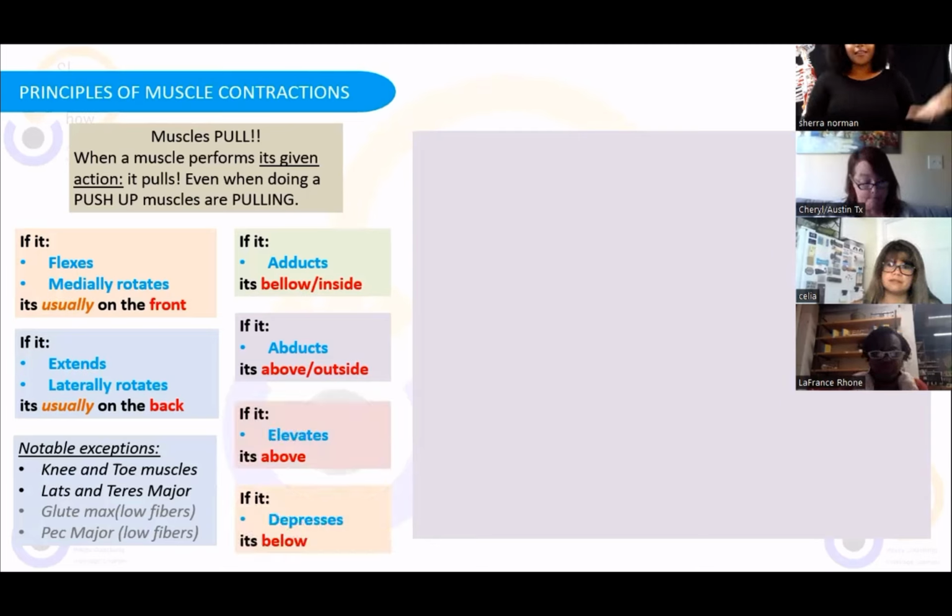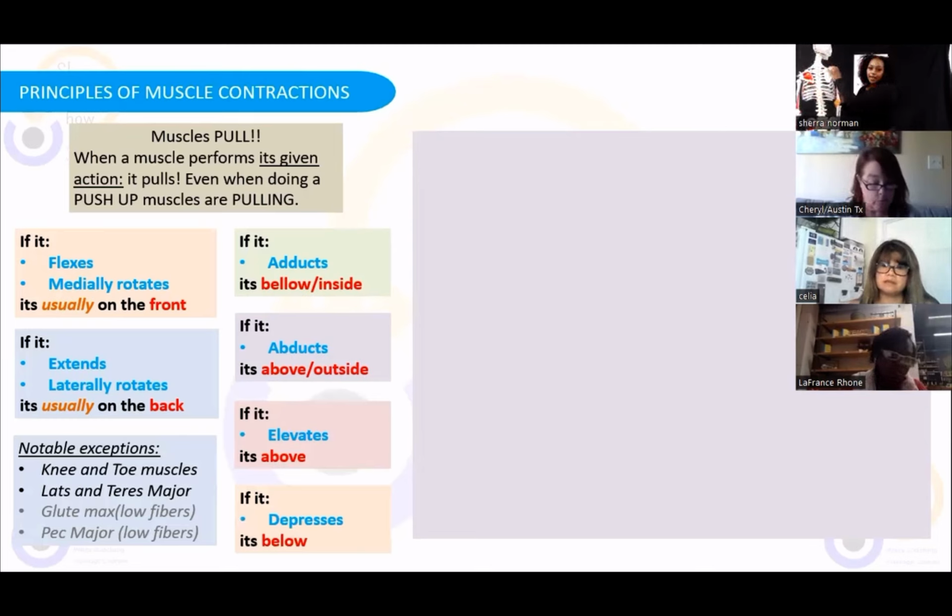And same with elevation and depression. Thinking about the scapula: if the muscle is above, it's going to pull it up into elevation. If it's below, it's going to pull it down into depression.